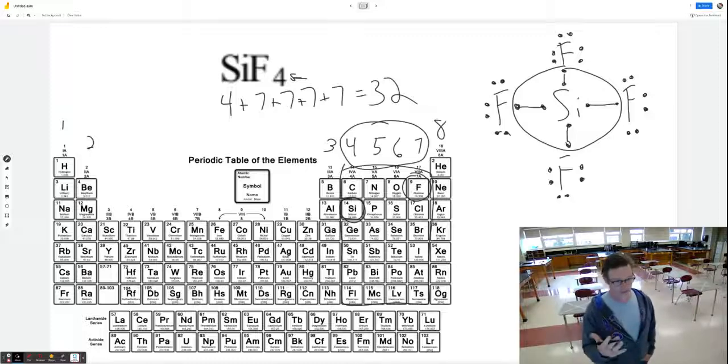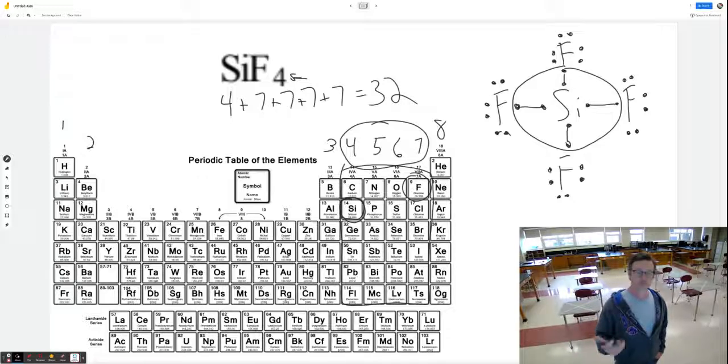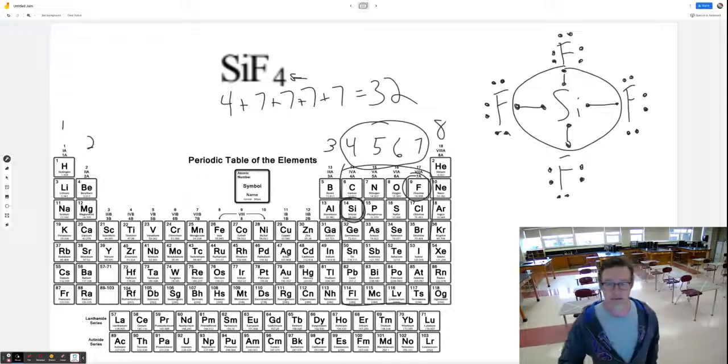I've used all the electrons that I started with from the valence electrons and don't have any left over, don't have any extra. That's it, I don't have to do anything else.